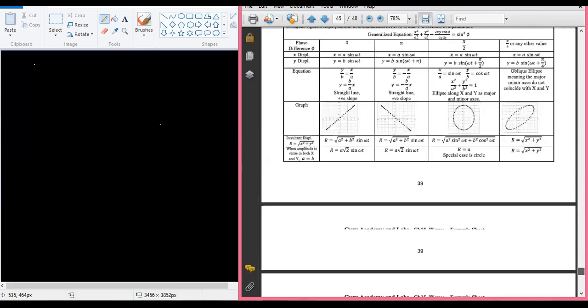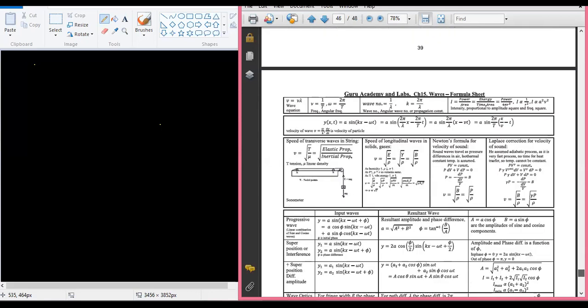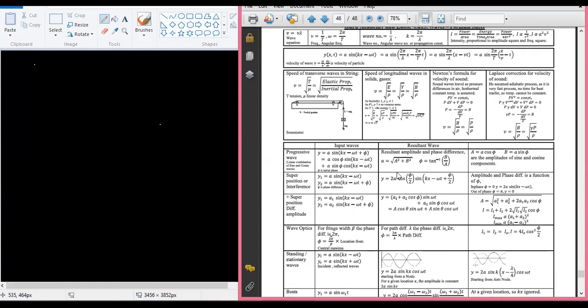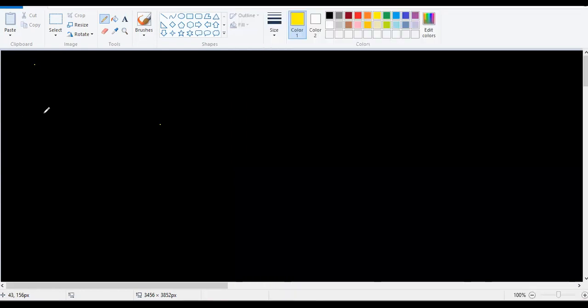As I told you, I asked you to go through the trigonometry formulas in your mathematics book. So we'll be using that directly. The first one, I'm going to go through this table which is given in your handbook. The first one we talk about is progressive wave.